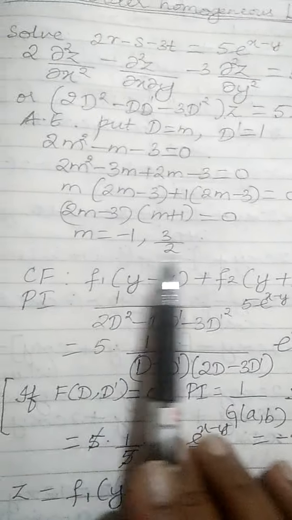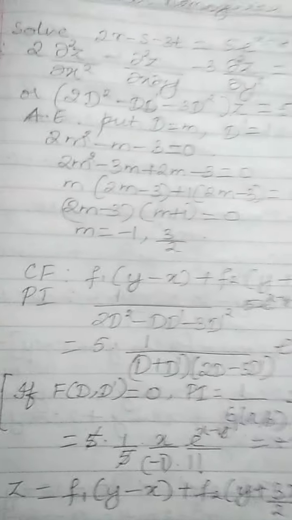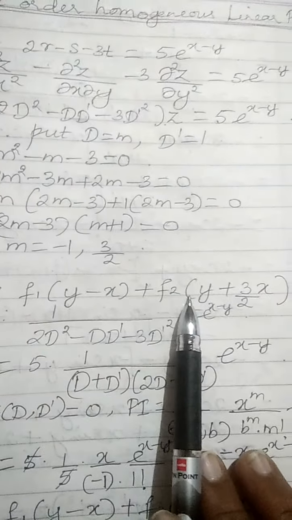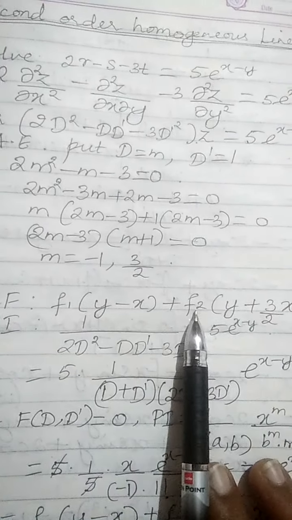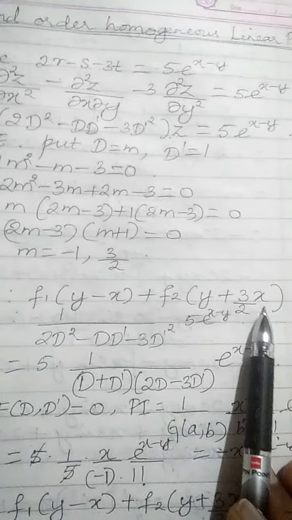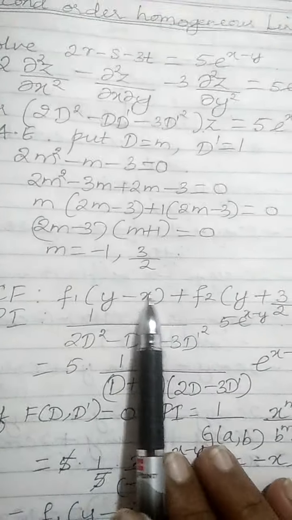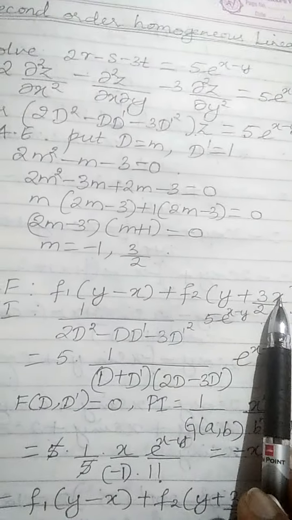So, when the roots are real and distinct, we find the complementary function using the formula CF equal to f1 of (y plus m1x) plus f2 of (y plus m2x). So, here m1 is minus 1, so f1 of (y minus x) plus f2 of (y plus m2x). m2 is 3/2, so f2 of (y plus 3/2 x).